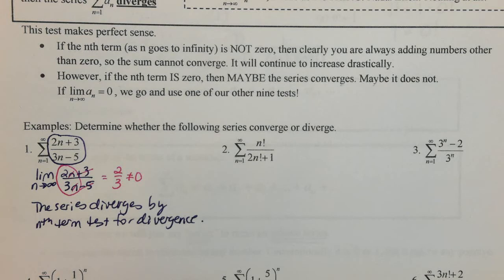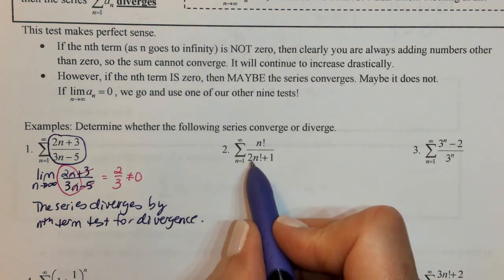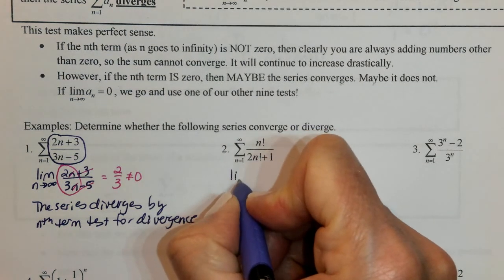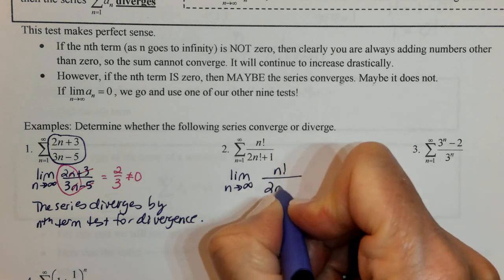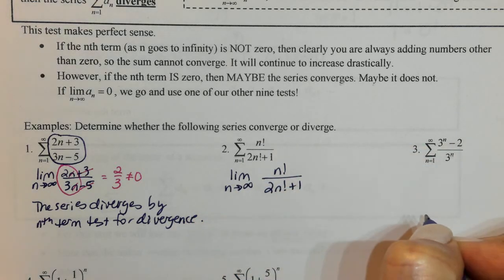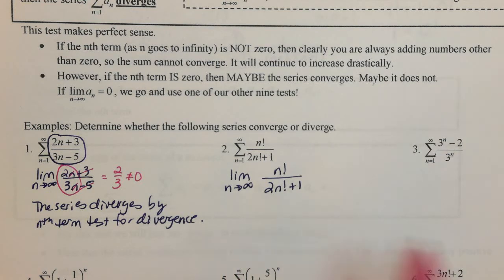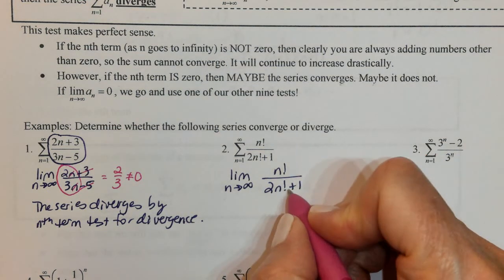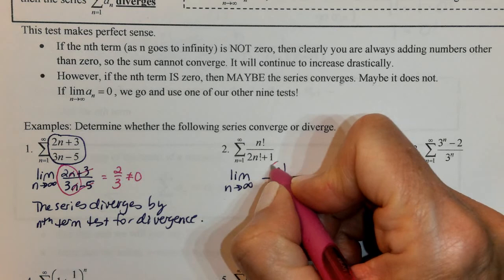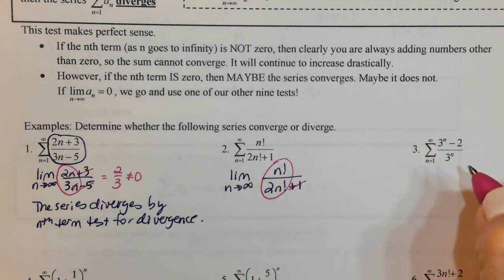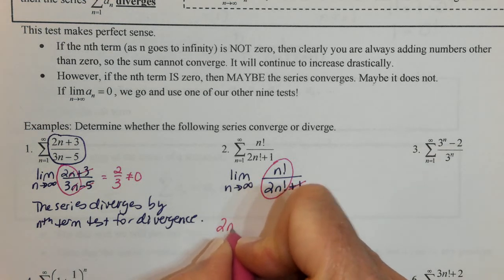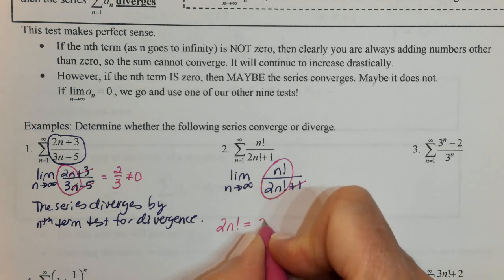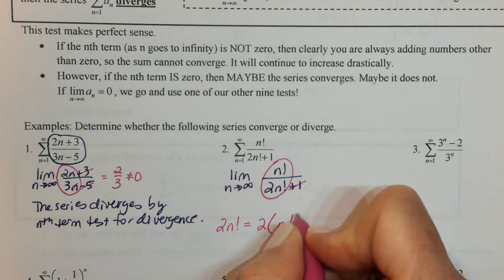That's what you'll write. Okay? All right. Number 2. We're going to take the limit as n goes to infinity of n factorial over 2n factorial plus 1. Okay, our thought process: as n goes to infinity, the plus 1 is insignificant. I'm left with n factorial over 2 times n factorial. And by the way, 2n factorial means 2 times n factorial.